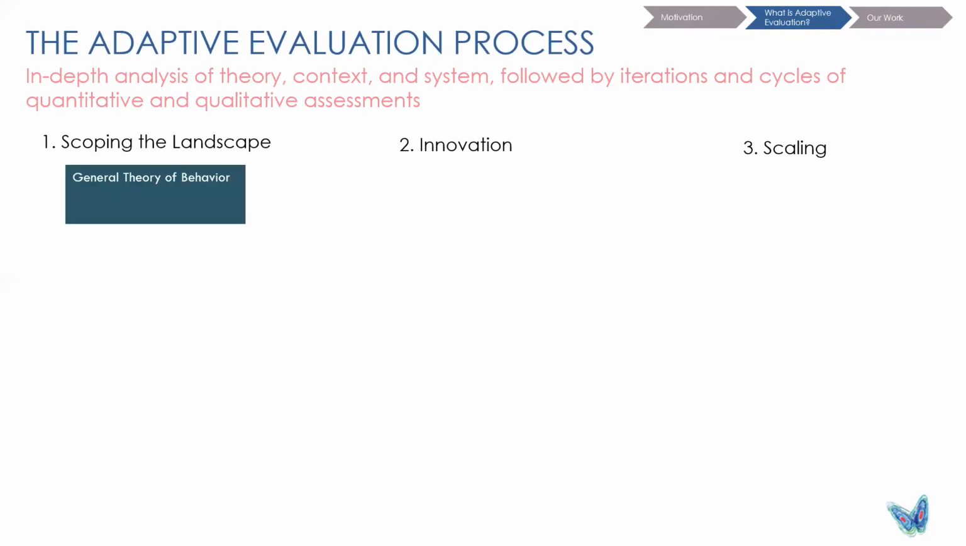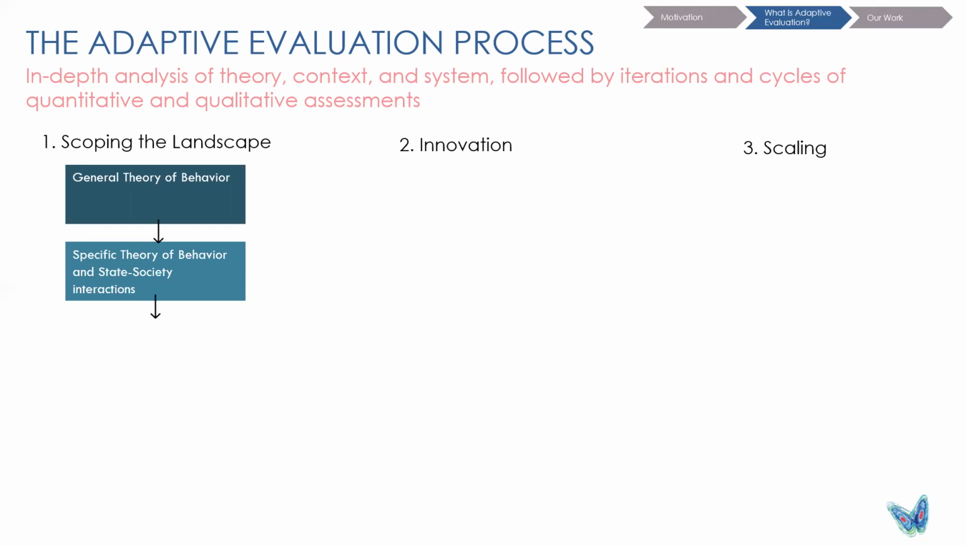And so in scoping the landscape, we generally start with a general theory of behavior. This involves looking into the literature, understanding what current theories of behavior, or theories that explain whatever phenomenon we're working on, exist. So if we're working on women's empowerment, what are the theories of women's empowerment that currently exist? This then moves to more specific theories of behavior that are more grounded in the context, and sometimes this involves state-society interactions.